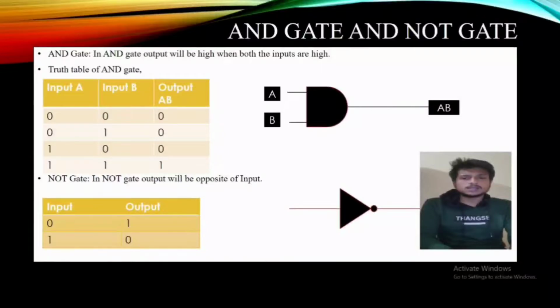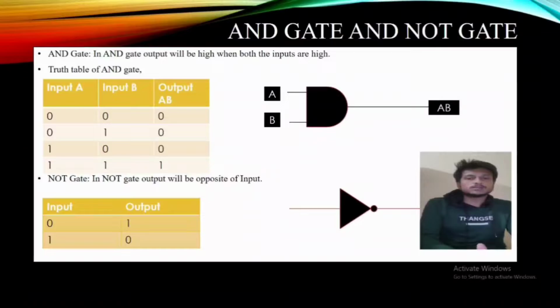Now I'll talk about what the AND gate and the NOT gate are and how they work. Let's talk about the AND gate first. The AND gate is a digital logic gate that implements mathematical conjunction. It depends on a truth table, and the output is high only if all the inputs are high. Here's a truth table and how it works. If input A is 0 and input B is 0, the output will be 0. If input A is 0 and input B is 1, the output will be 0. If there is only one 0, the output will be 0. If both inputs are 1, then the output will be 1.